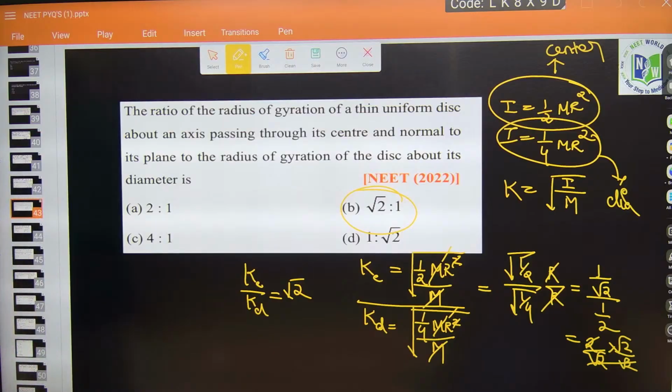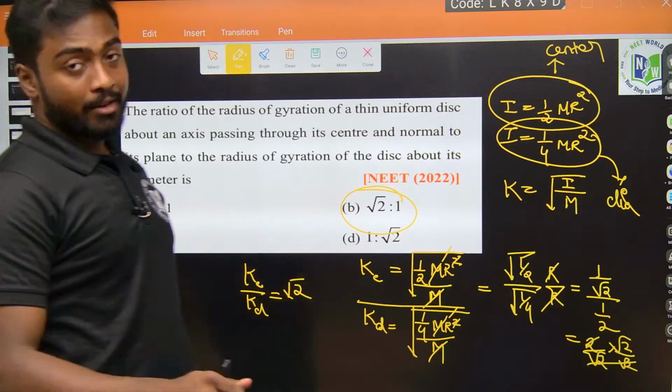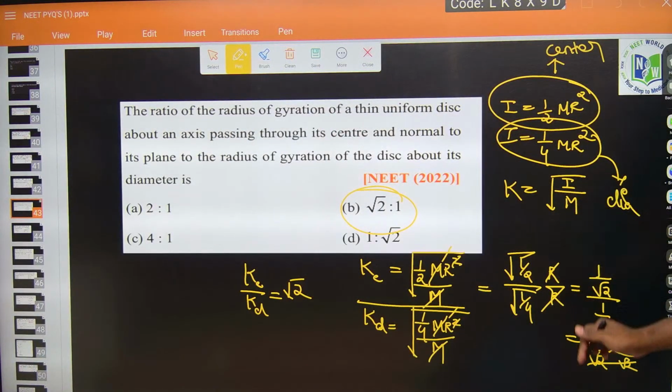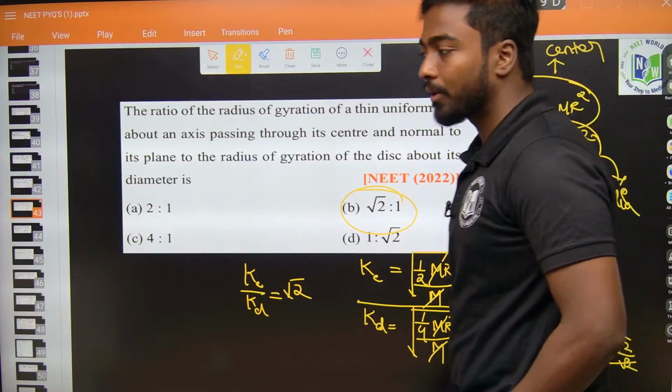Yes, root 2 is to 1 is the answer, guys. Can we go for the next one? I hope you got the answer for this question. So remember, the radius of gyration formula is equals to under root of moment of inertia by the mass, I by m.